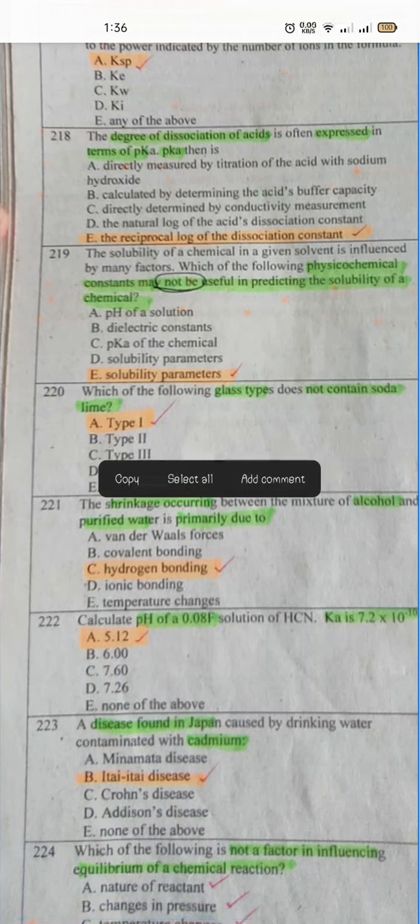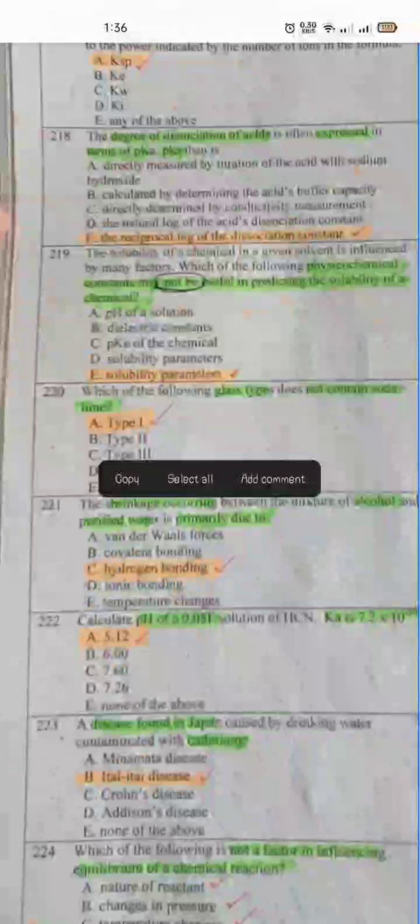So, walang sagot dito. So, lahat, your pH, your dielectric constants, your pKa, and your solubility parameters are useful in predicting the solubility of a chemical. Number 220. So, sa 219, walang tamang answer.